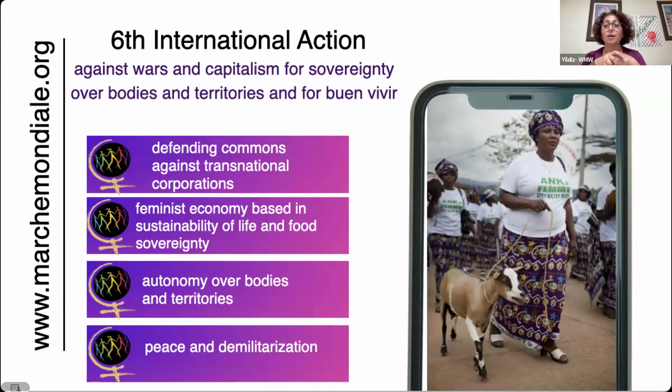We have been organized in 5 regions: Americas, Africa, Middle East and North Africa, Europe, and Asia and Oceania. So we have committee members elected by each region. The international committee meets regularly online and face-to-face. Our decision-making body is international meetings. International meetings are our Congress.